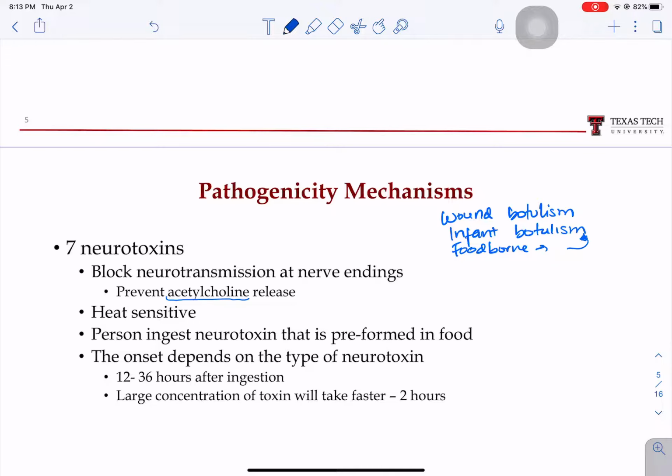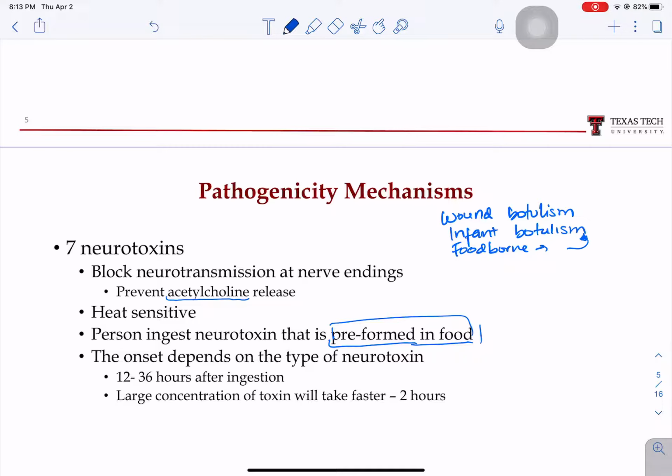The neurotoxin is pre-formed in food. Remember Clostridium perfringens? It was not pre-formed in food. You have to ingest the spores, or you ingest the vegetative cells, and they sporulate inside your GI tract. For Clostridium botulinum, the toxins are pre-formed in the food.